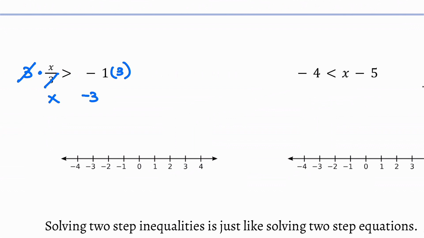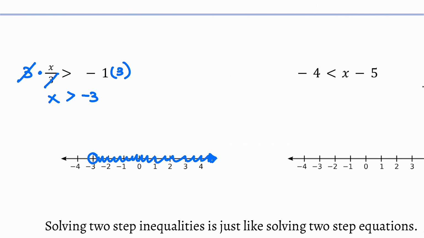Well, what did I multiply by? I multiplied by a positive 3. Multiplying by a positive is okay. We're going to leave the symbol the same. So I need all my x's that are greater than negative 3. Here is negative 3. I need numbers that are greater than negative 3, which means I'm going this way.